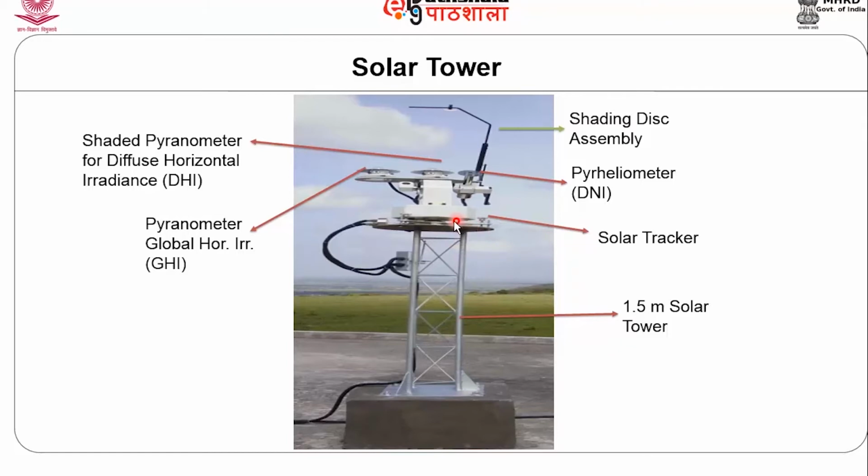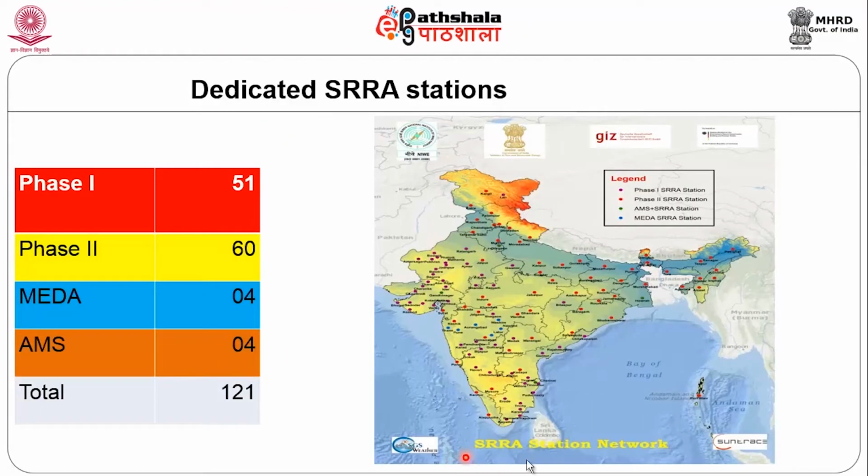The complete system moves according to the sun's path, and this solar tower is about 1.5 meters high. This is a typical solar tower, installed at various parts of the country to get direct radiation, diffused radiation, global radiation and temperature. Everything is taken and sent to the national hub. And this is about the dedicated solar radiation resource assessment stations in the country.